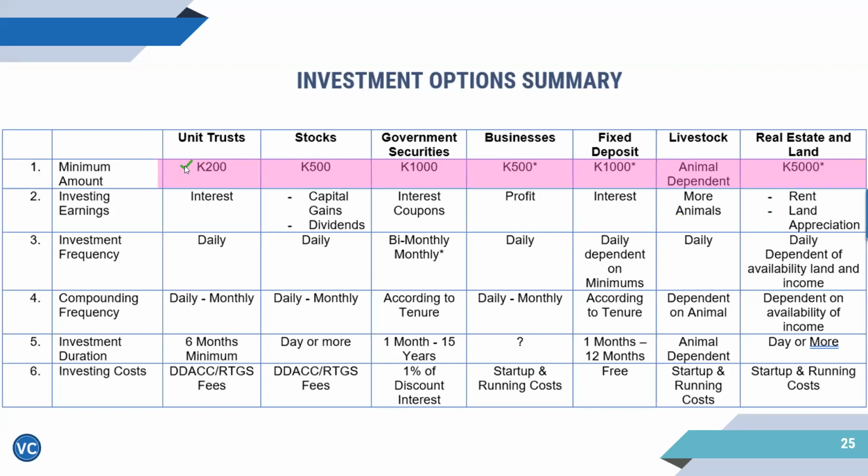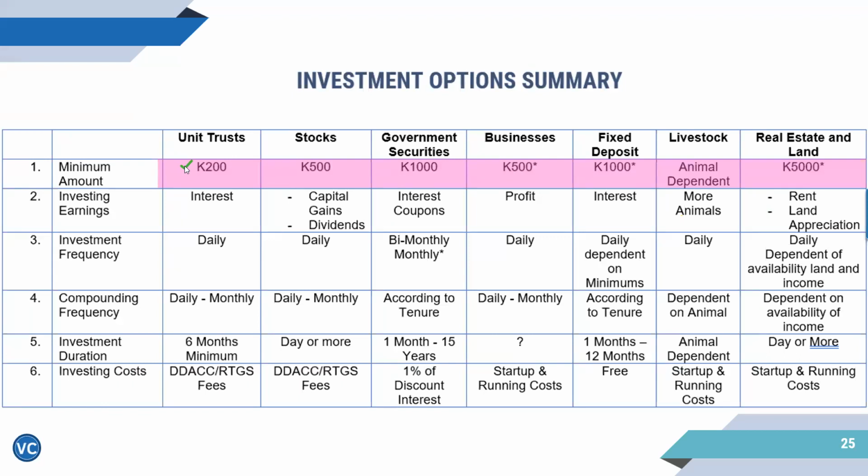Unit trust, 200 kwacha is the minimum. Stocks, you're looking at 500 kwacha every time you invest. Government securities, 1,000 kwacha. Businesses, these are your self-created businesses. It's really subjective, but I just put a random figure of 500. A fixed deposit, this is honestly bank dependent, but I know some banks will allow you to create a fixed deposit with as low as 1,000 kwacha.